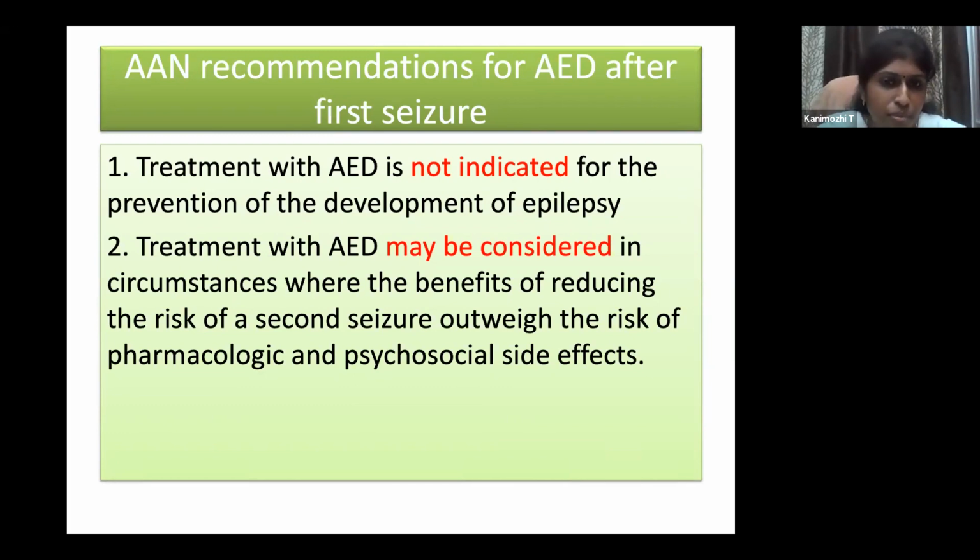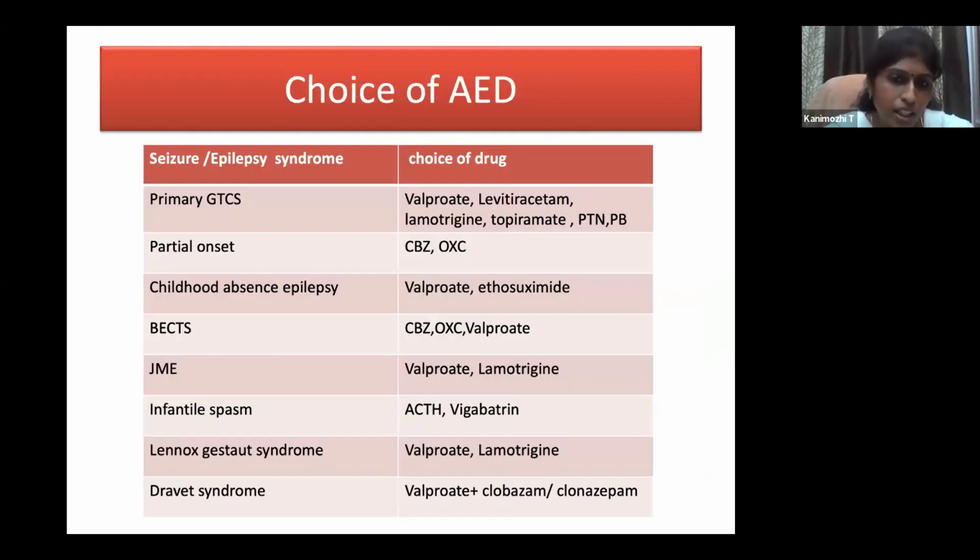And these are the choices of anti-epileptics that we have for the common seizure or epilepsy types. For primary generalized, we usually start valproate or levetiracetam, and for partial, usually carbamazepine or oxcarbazepine. Absence epilepsy, again, we start with valproate. In BECTS, we prefer carbamazepine. If not, maybe valproate. Juvenile myoclonic epilepsy, again, valproate or lamotrigine. Infantile spasm, ACTH if it's West syndrome, or vigabatrin we choose as first line if it is tuberous sclerosis. And Lennox-Gastaut syndrome, again, valproate or lamotrigine.